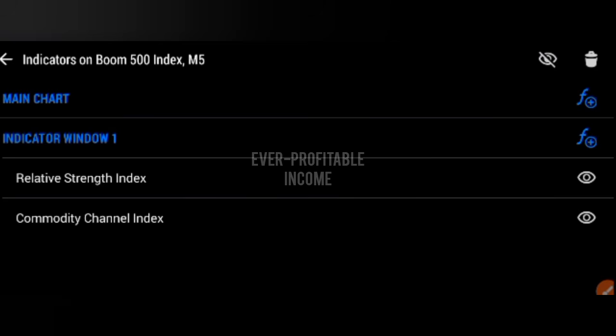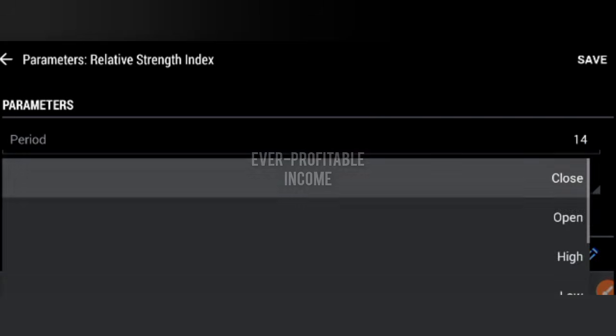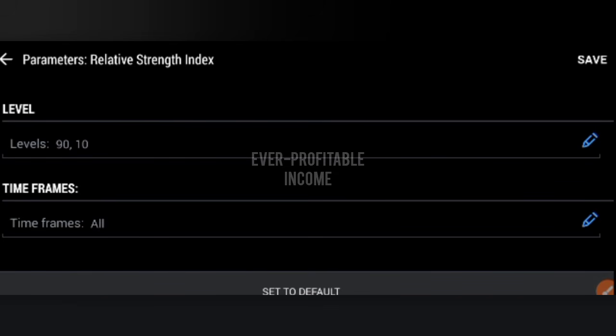Okay, so we have just one main indicator, which is the commodity channel index. The other one is just to mark out our levels, which is the relative strength index, and that is just going to show us the overbought and oversold levels. The main indicator showing us the signal is the commodity channel index. So let's check out the setup of our RSI. On the RSI we have period 14 applied to close, and the levels are level 90 and level 10.